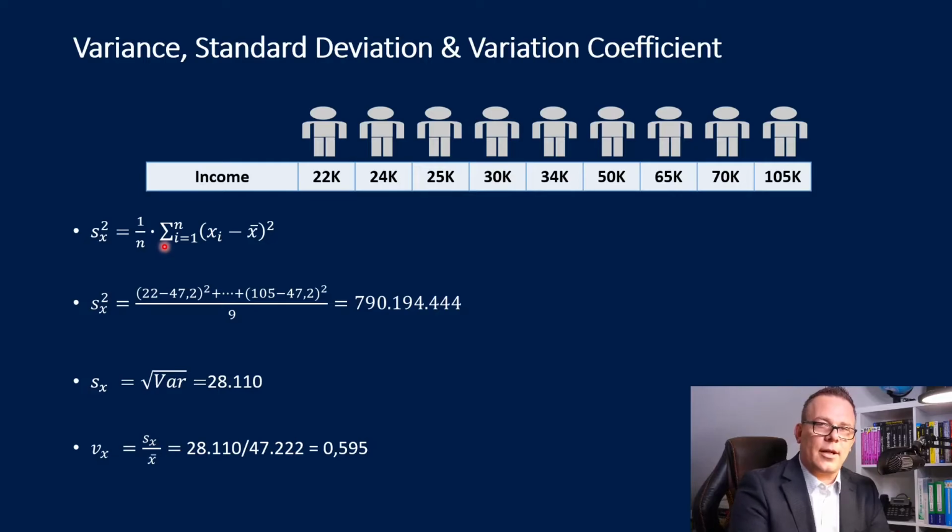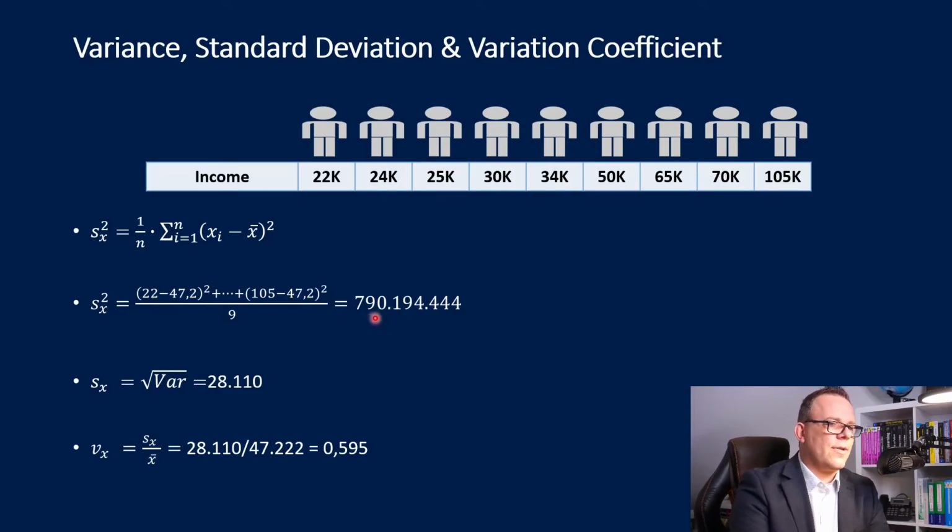It's the number of observations. And here we have a sum sign, right? And the sum sign sums all xi, i is the index, and the index is counting from 1 to n. 1, 2, 3, 4, 5 up to 9. So we take x1 minus the average, x2 minus the average, and so on and so forth, and they all get squared. Well, if we put this into practice, of course, we take 22,000 minus the average, 47,200, and we have to square it. And we do this for all the elements up to the rich guy here, and divide all that by 9. And I have left away the zeros here to make it a bit more clear.